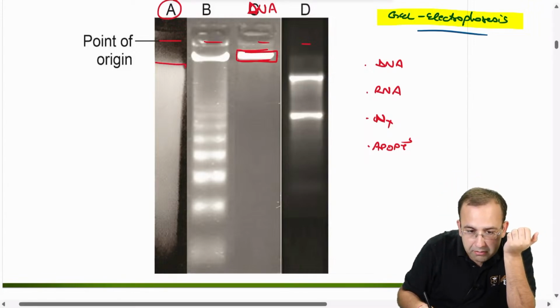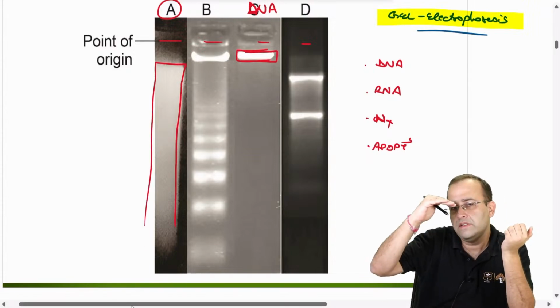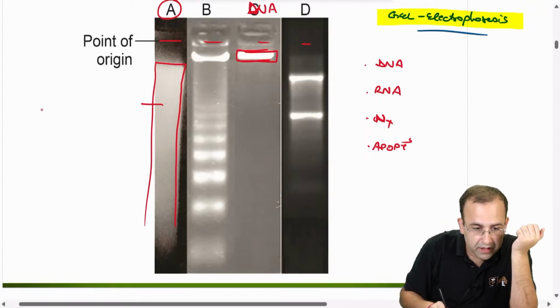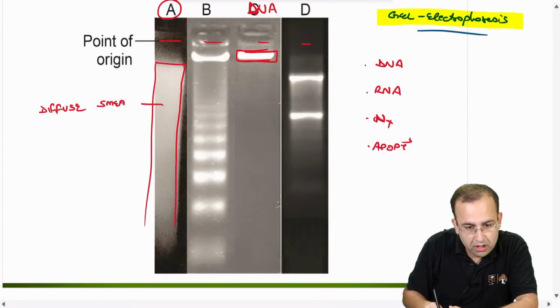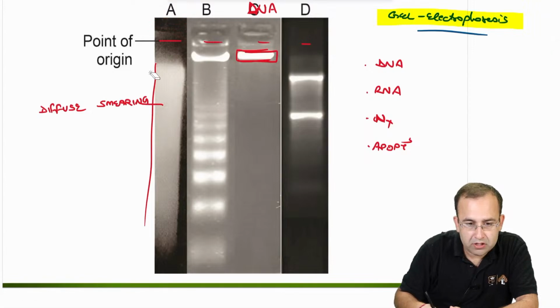Column A, you are able to see a diffuse smearing pattern. DNA is randomly getting degraded and forming smaller fragments. This is a diffuse smearing pattern because of random degradation of DNA, which is a feature of necrosis.